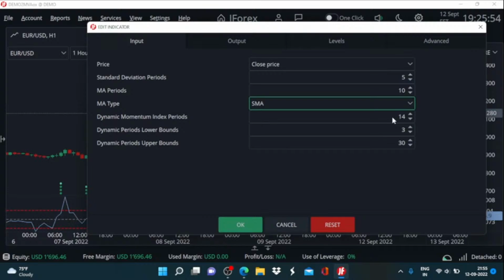Now, in general, we have this dynamic momentum index period fixed at 14. But as I said earlier also, we have this dynamism in the calculation of the indicator. So the calculation period for this indicator can vary from 3 to 30, 3 on the lower side and 30 on the higher side.